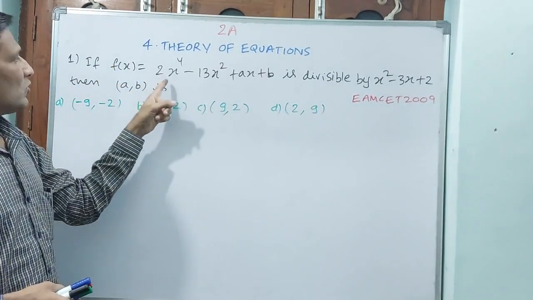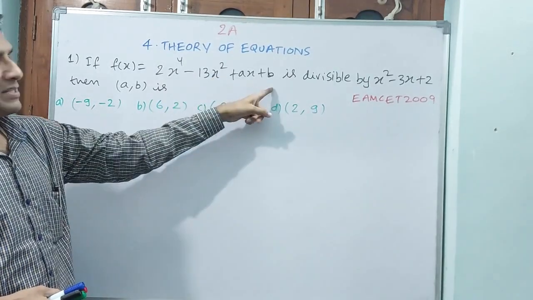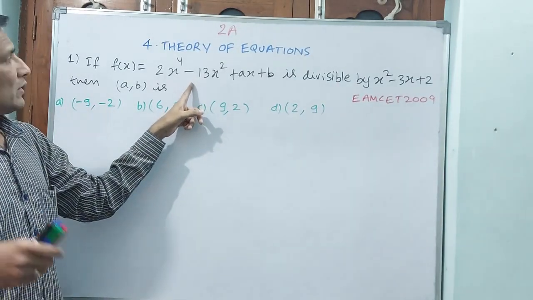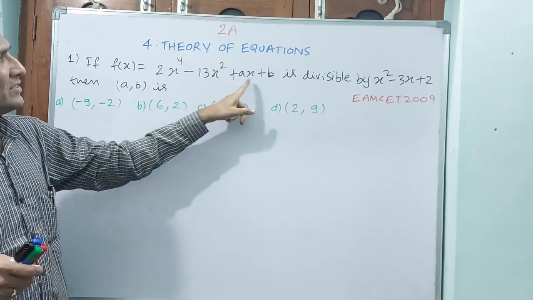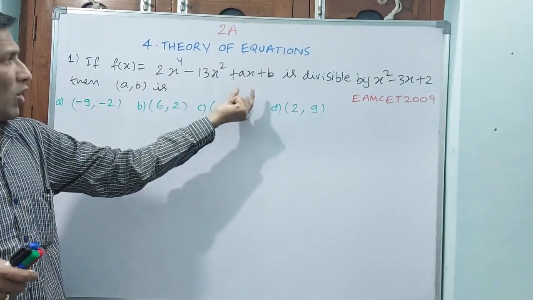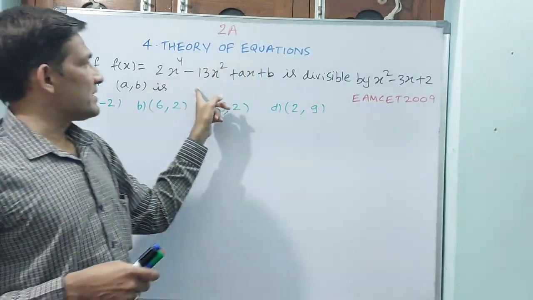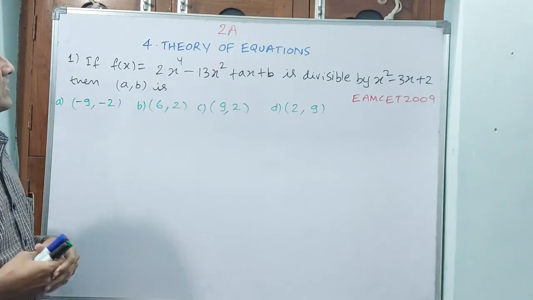If f of x is equal to 2x to the power of 4 minus 13 into x square plus ax plus b. See here, after x to the power of 4, x cube is not there. That you have to know. After x square, x is there, then constant is there. This is ax plus b. You have to find a, b values. But hint is, this is divisible by x square minus 3x plus 2. This is a quadratic equation.